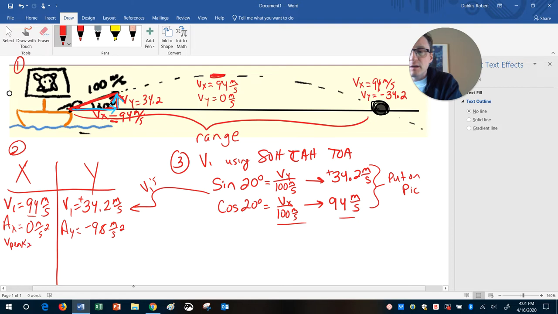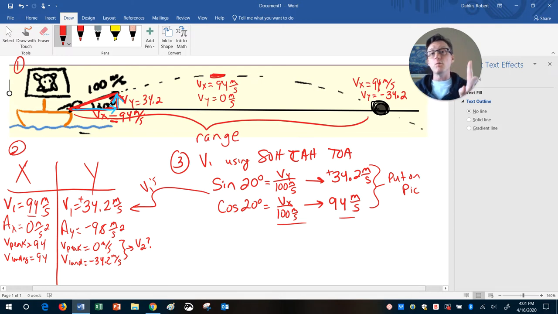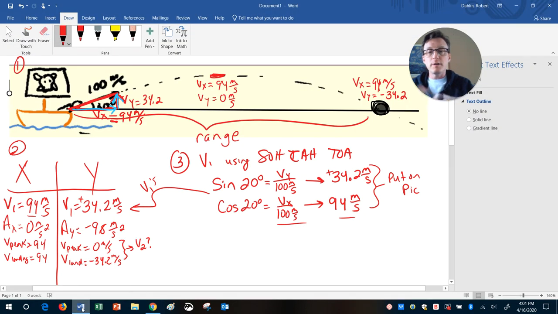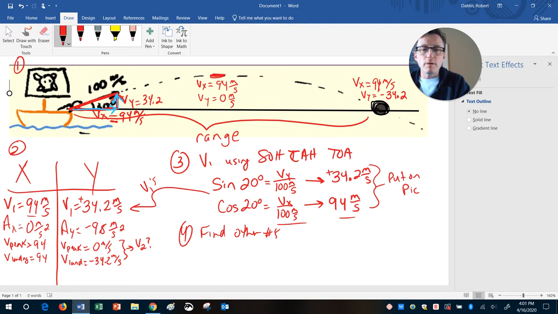V peak is 94. V landing, again, this is for the X, is 94. For the Y, the velocity at the peak equals 0 meters per second, and the velocity for landing equals negative 34.2. And just to remind myself, I'm going to put these in as possible V2s that I might need. Because remember, a lot of our equations have V1 and V2, and our job is to figure out which equation to use. Okay, so that was part 4, filling in our other numbers, whether it's acceleration numbers, numbers at the peak, or numbers for where it lands.